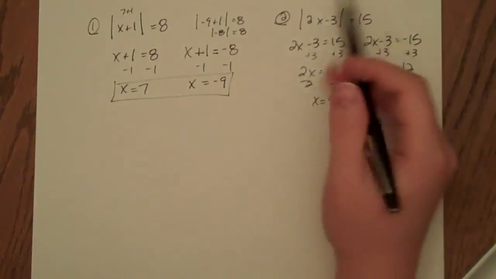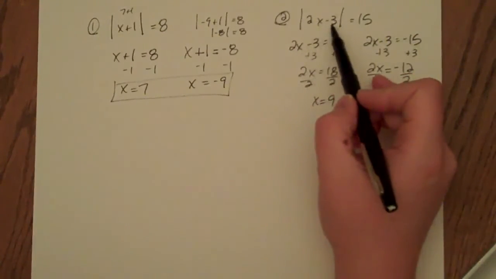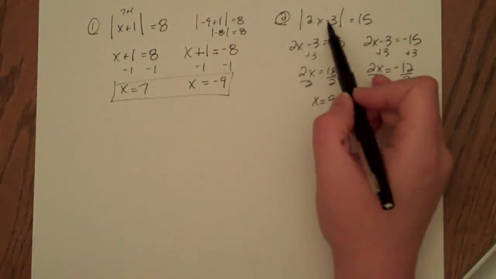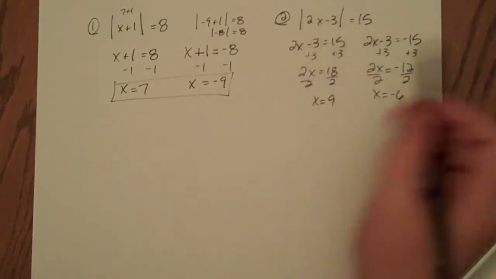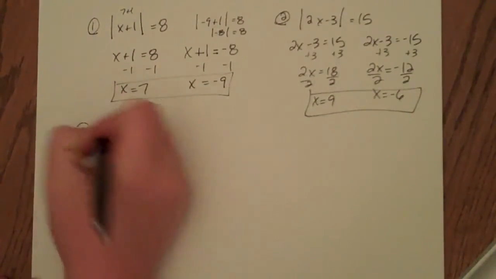Let's check that one back in. 2 times negative 6 is negative 12, minus 3 is negative 15, and the absolute value of negative 15 is positive 15. So those would be our two answers. Let's look at another one.